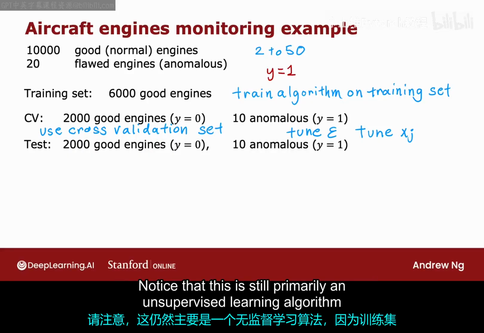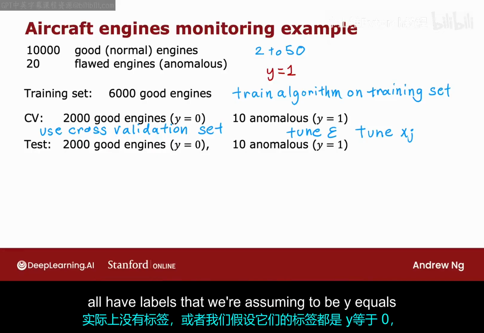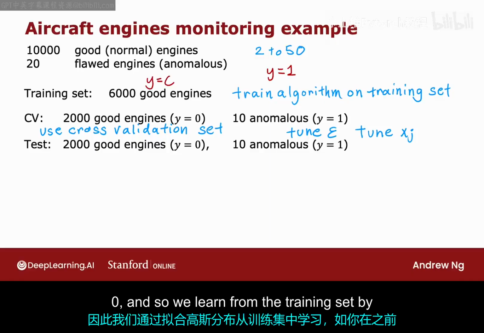Notice that this is still primarily an unsupervised learning algorithm because the training set really has no labels, or they all have labels that we're assuming to be y equals 0.